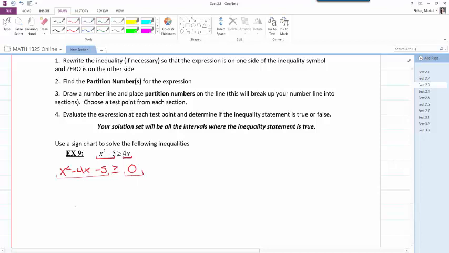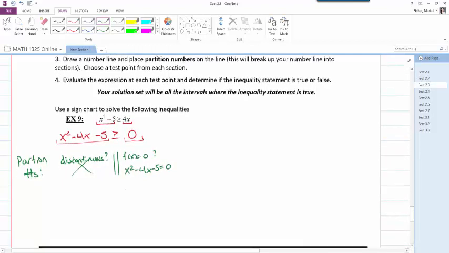Step 2, find the partition numbers. What are the partition numbers? The partition numbers happen in two places. The first one is anywhere we are discontinuous. Well, this is a polynomial, x squared minus 4x minus 5, so it's continuous everywhere, so there's nowhere it's discontinuous. The second thing we are asked to do is figure out where it's equal to 0. So I'm going to set x squared minus 4x minus 5 equal to 0 and solve for x. If I factor this, I get (x minus 5)(x plus 1) equal to 0. Therefore, x is equal to 5 and x is equal to negative 1.